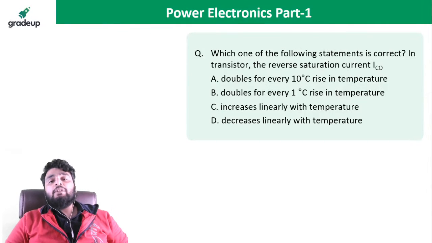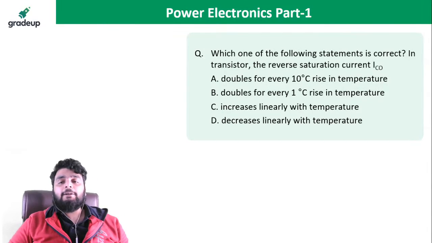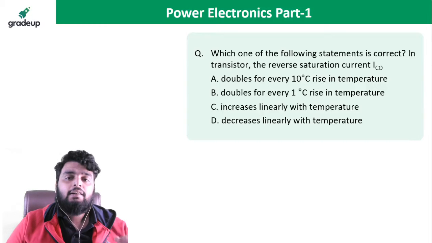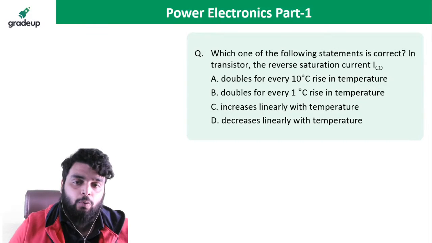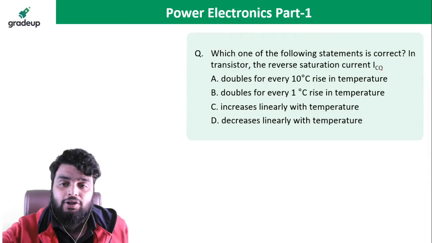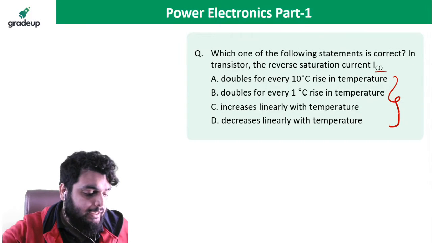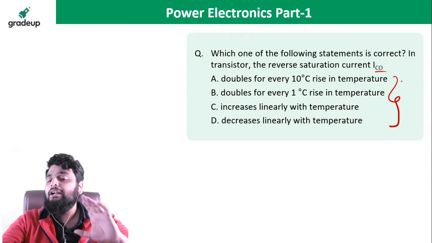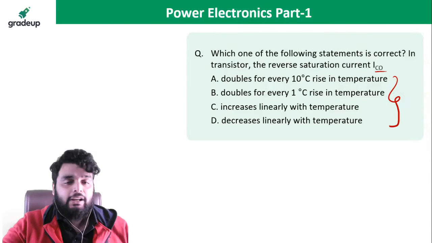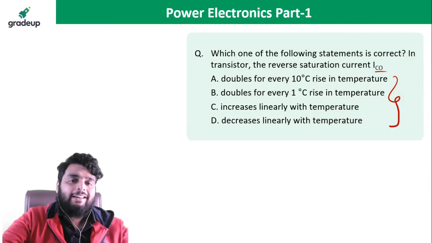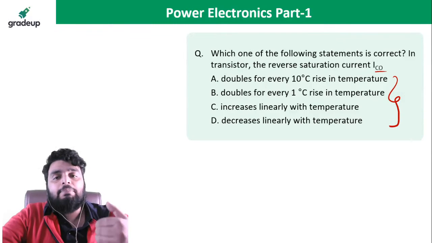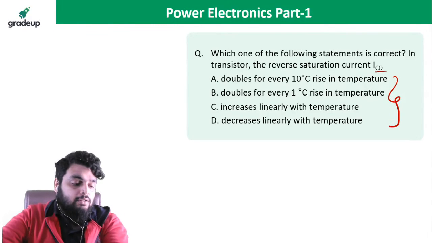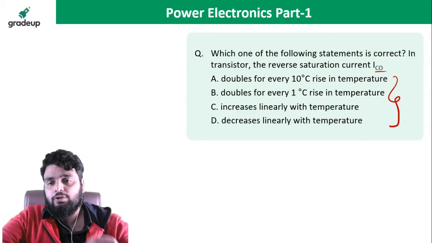Next question, everyone. Which one of the following statements is correct in a transistor? The reverse saturation current ICO. ICO is what? Reverse saturation current. Which of these statements are correct? A very easy question if you have understood the analog properly. Okay, this question basically comes from the analog, but we are using a BJT thyristor in power electronics also. So for this subject also this question is important.